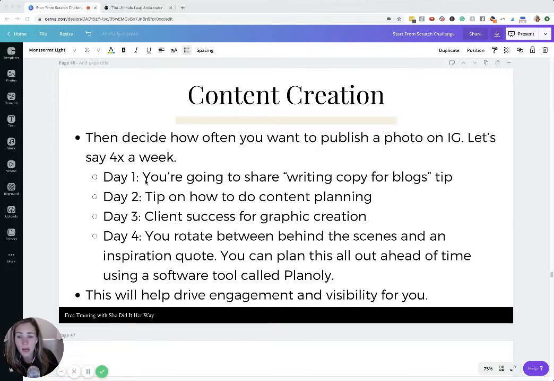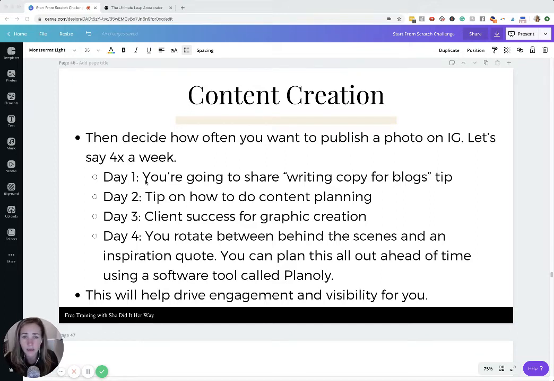So, 4 times a week: day 1, you're going to share a writing copy for blogs tip. Day 2, you're going to do a tip on content planning. Day 3, you're going to highlight one of your client successes on one of the services that you offer. And then day 4, you're going to rotate between behind the scenes or an inspirational quote. And you can plan this all out ahead of time.